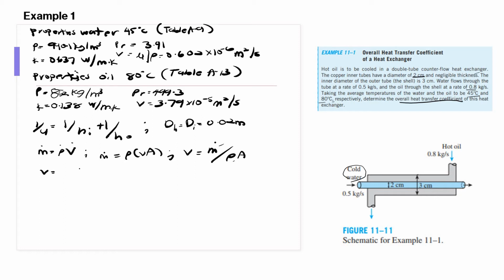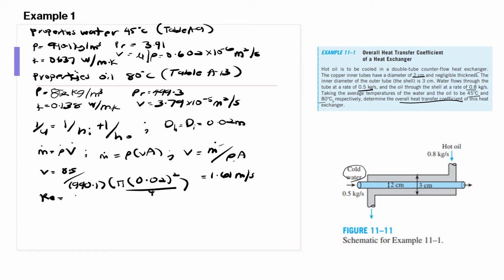So let us put in all the information given. For the m here, we have 0.5 kg per second inside the tube, over the density times pi d square over 4, where d square is 0.02 squared. So the answer would be 1.61 meter per second.